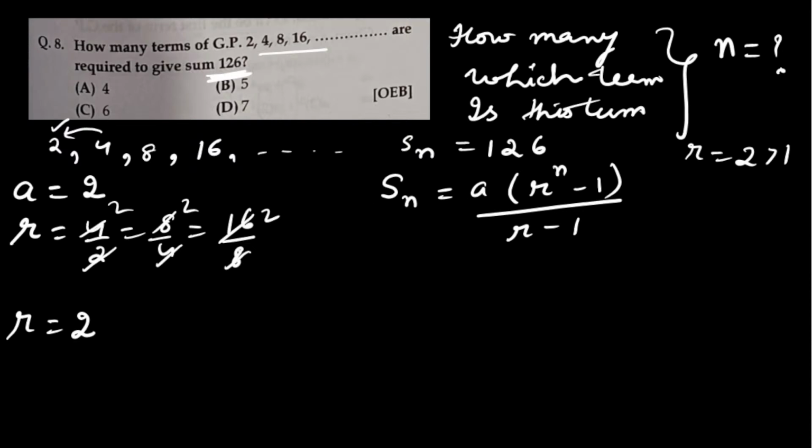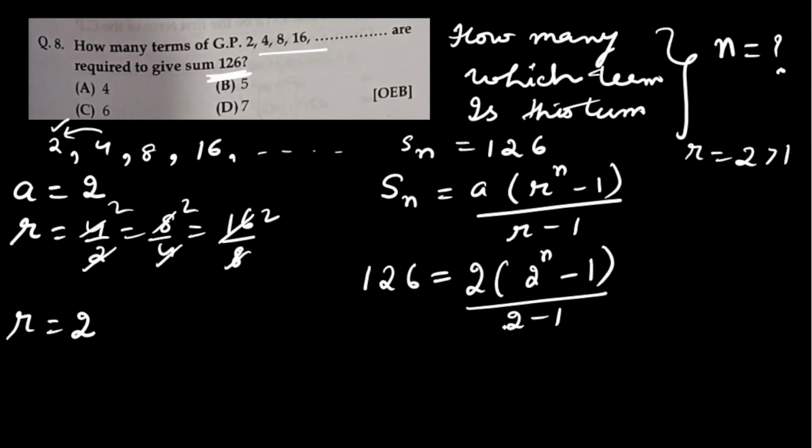So Sn is given to us. Now whatever is given to us, we will just write down its value. Sn's value is 126. A's value I am just going to substitute 2. R is also 2. 2 to the power n minus 1, divided by 2 minus 1. Now 2 minus 1 is 1 only, so no need of writing anything here.